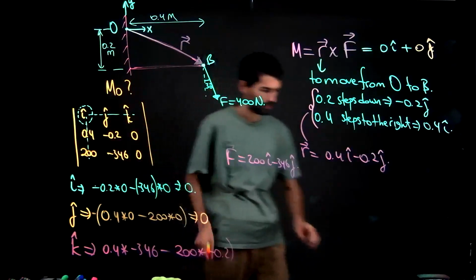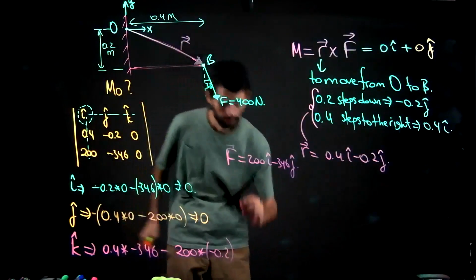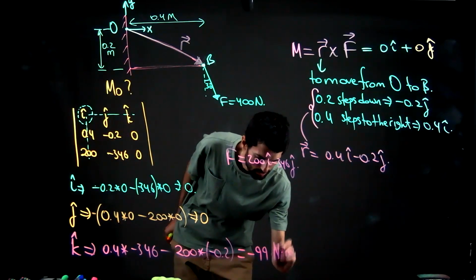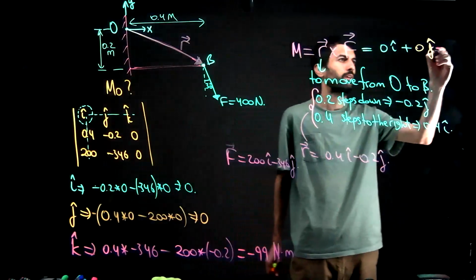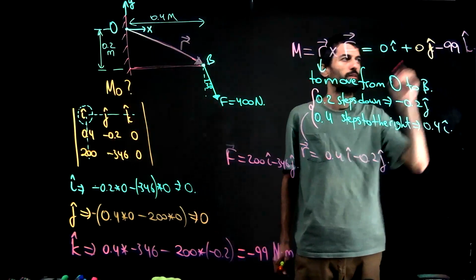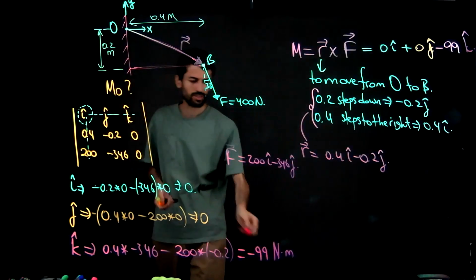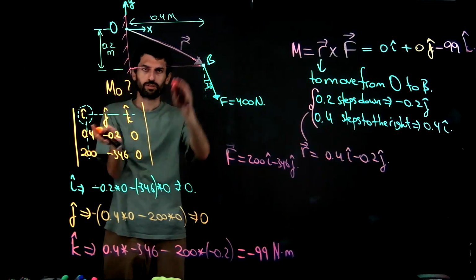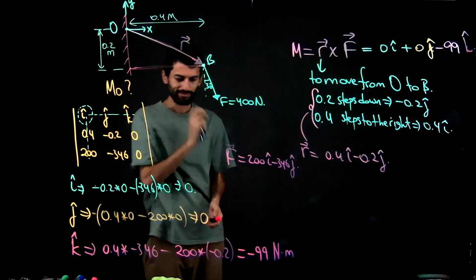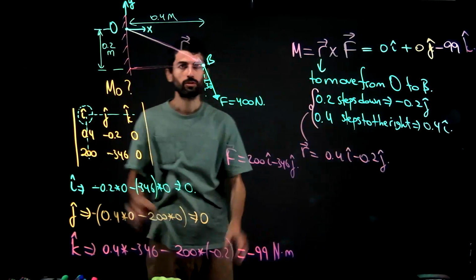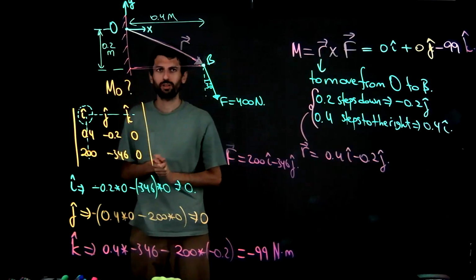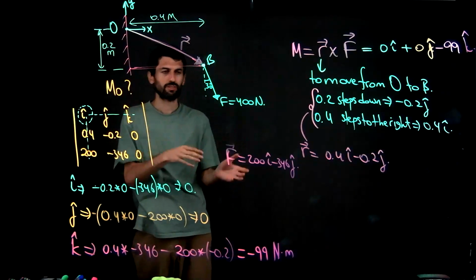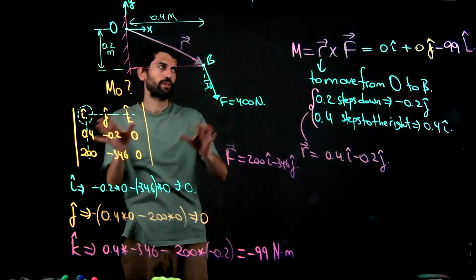Let me calculate it. This makes negative 99 newton meters. So the final result is negative, which means that the force rotates in the clockwise direction, this way. This is the vector form of the moment calculation. But you can do it in scalar form as well, so I will do it in the next method, and you will see that we get the same answer.